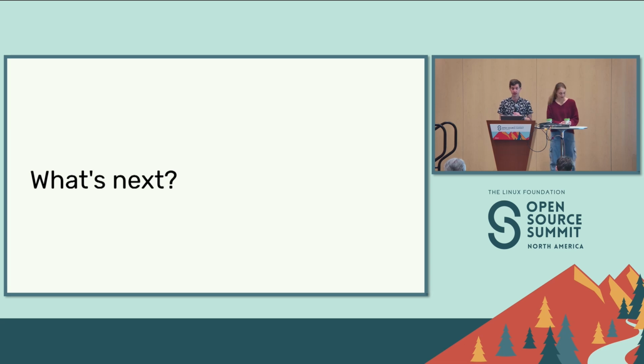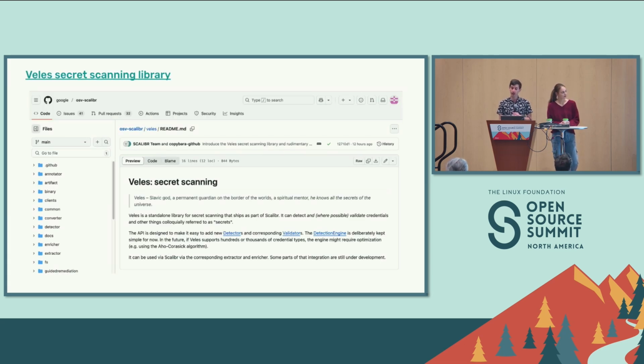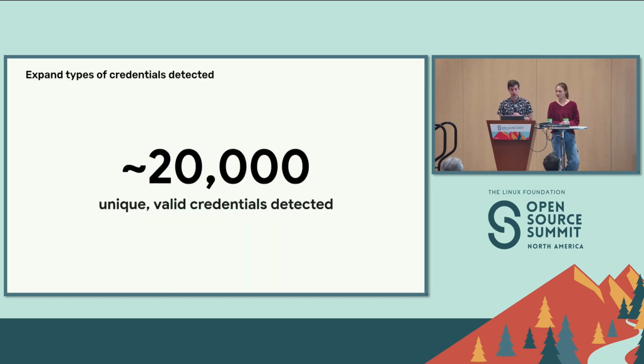So with all of this said, let's have a look at what's next for credential scanning in open source software. In collaboration with several other teams at Google, we've contributed to the release of an open source secret scanning library called Veles. And while it's still in the early stages, we're open to accepting external contributions, so if you have a credential that you'd want to see scanned for, please feel free to open a PR. We also want to expand the types of credentials we detect and report from our pipeline. These 20,000 unique credentials that we identified should absolutely be considered a lower bound on the number of credentials being published in open source software.